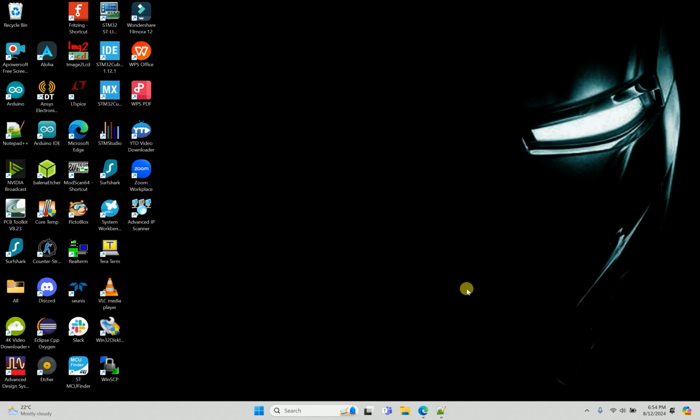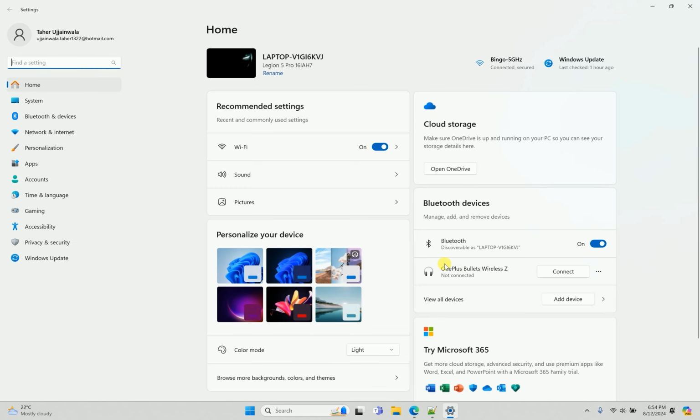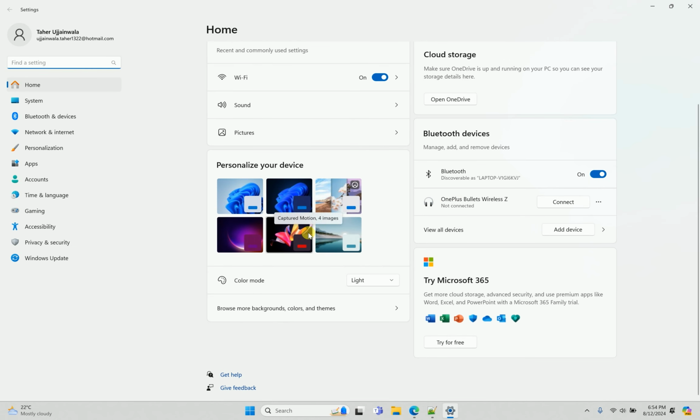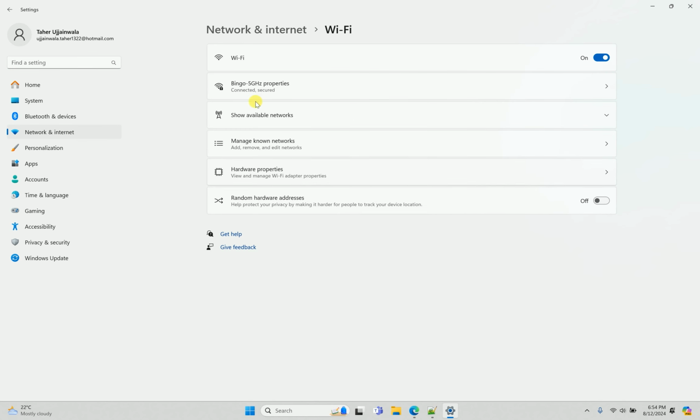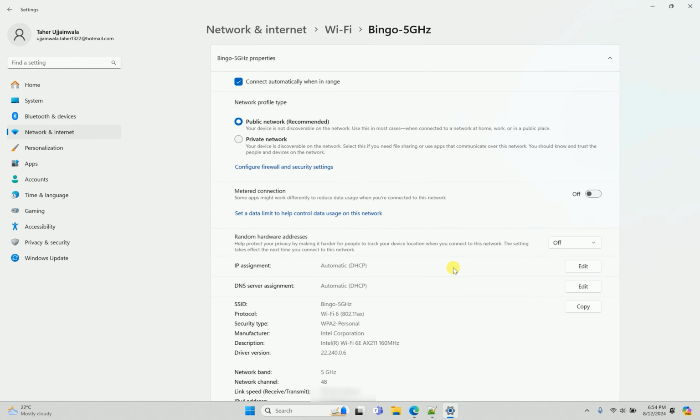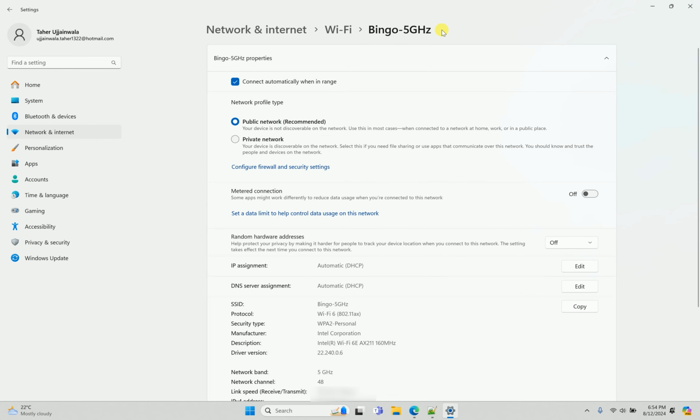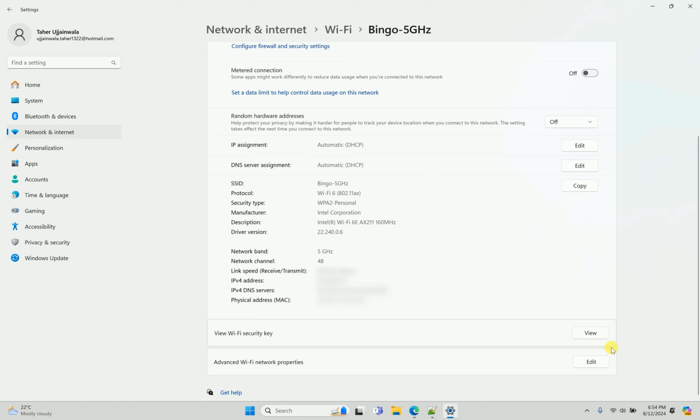I'm gonna press Windows and I. This basically opens the settings of my laptop. I'm gonna go to Network and Internet. I'm gonna go to Wi-Fi. I'm gonna go to the one that I'm connected to, which is Bingo 5 gigahertz band. I'm gonna scroll down, and I'm gonna quickly look at View over here. When I press that, it pops up a blue window with the password written on it.